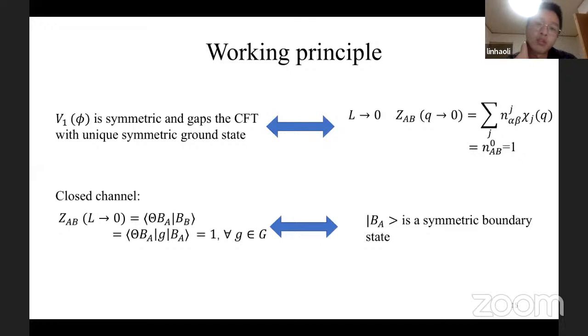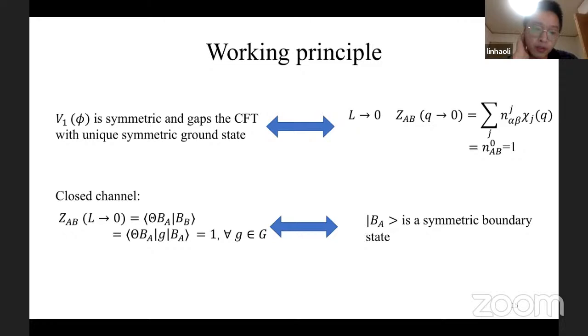On the other hand, if we look at the closed channel, the length L in the open channel will play the role of time. Therefore, V1 being symmetrical implies the boundary state B_A is invariant under each symmetry transformation G, and thus it is a symmetrical boundary state.